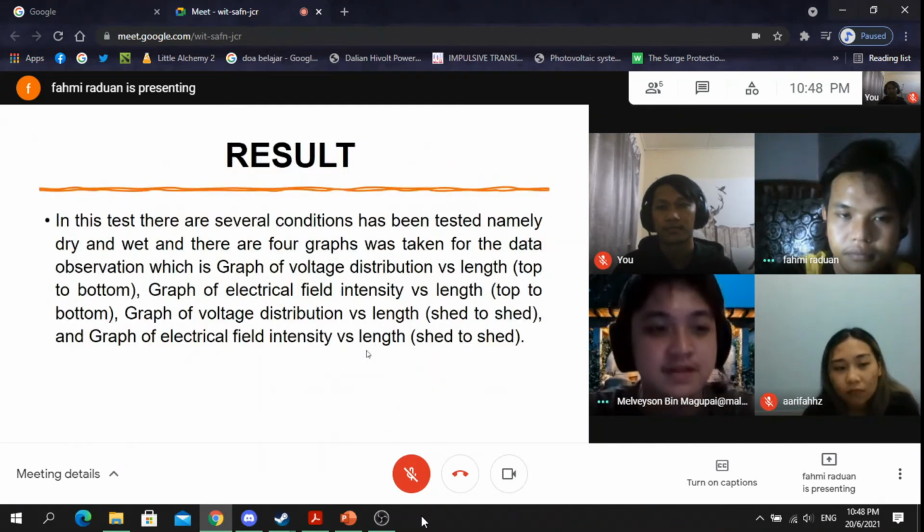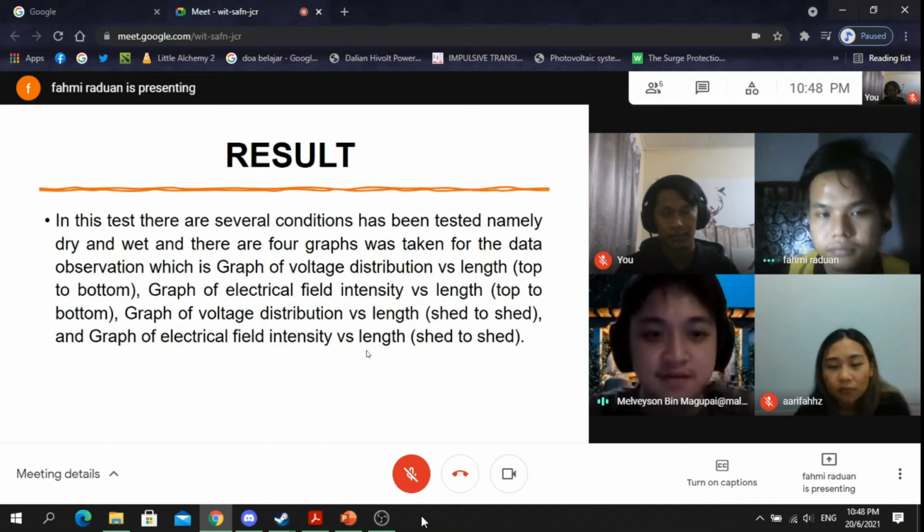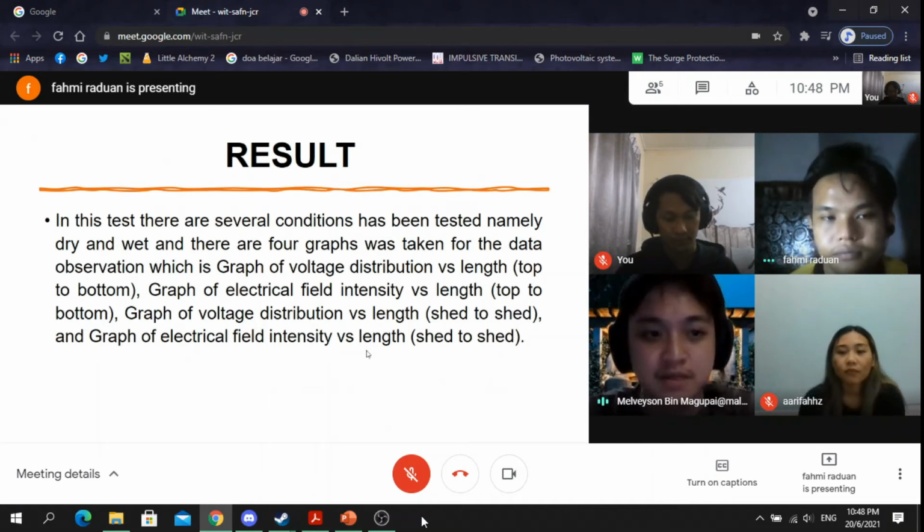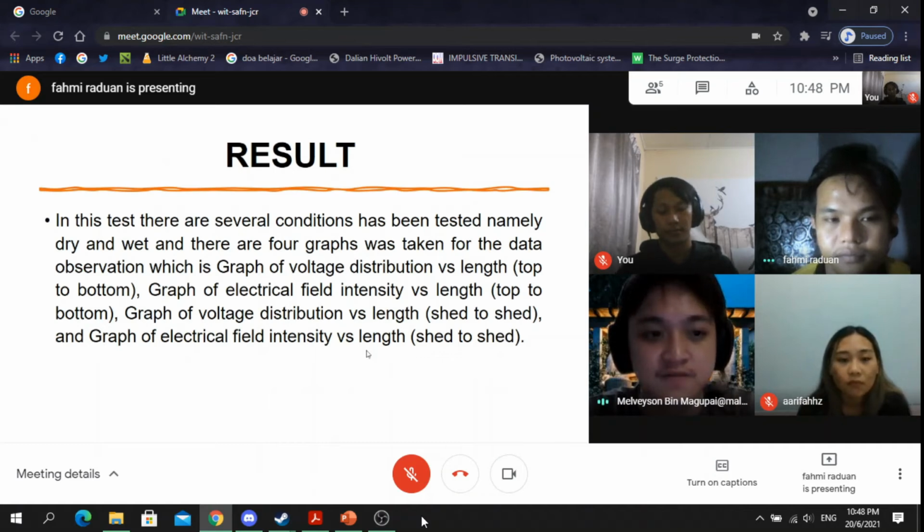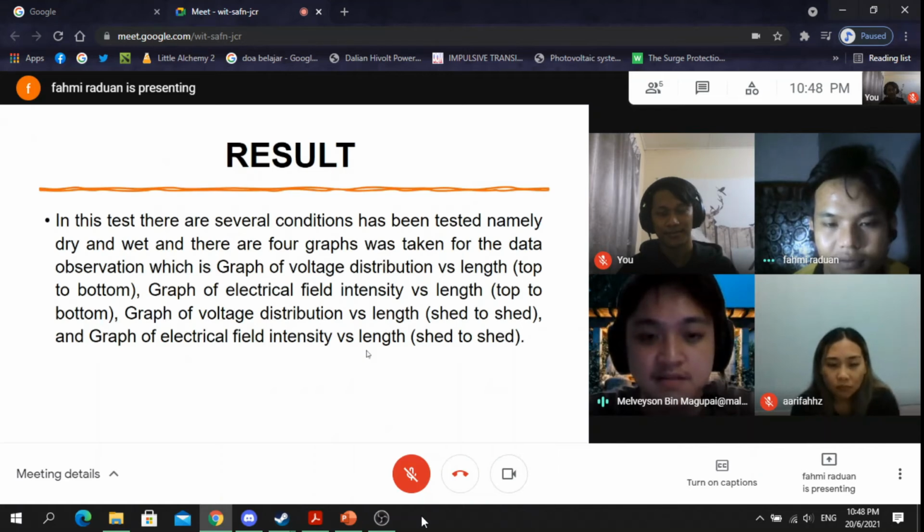For the result, in this test, there are several conditions that have been tested, namely dry and wet, and 4 graphs were taken for the data observation, which are the graph of voltage distribution versus length, top to bottom, graph of electrical field intensity versus length, top to bottom, graph of voltage distribution versus length, shed to shed, and graph of electrical field intensity versus length, shed to shed.